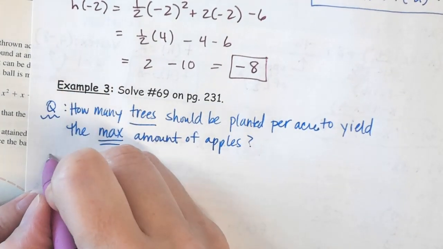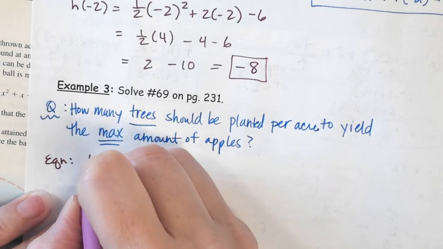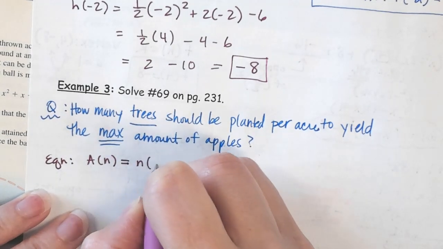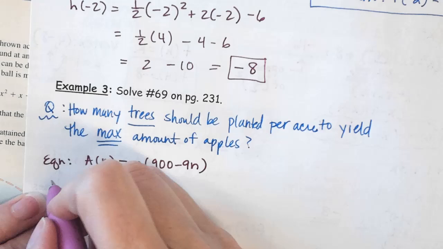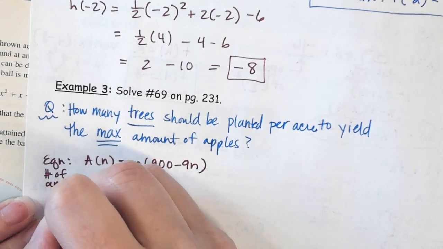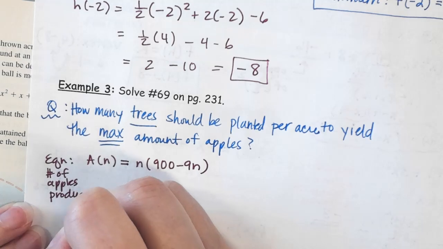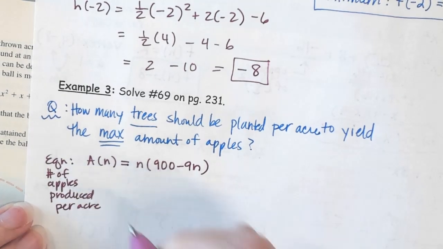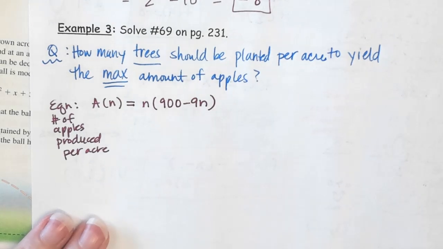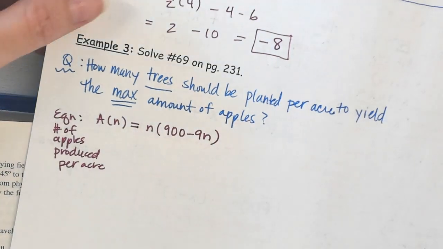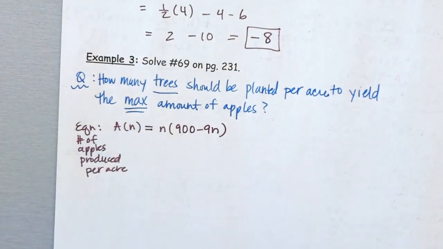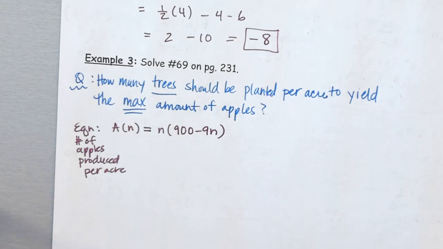Okay, and then remember, your equation that you guys wrote down was A of n equals n times 900 minus 9n. This is the number of apples produced per acre. So they're already giving that to us in terms of per acre, okay? The 900 is just what they gave us. So they did the work and they gave us the equation to represent the situation.